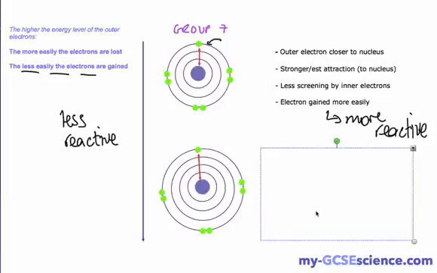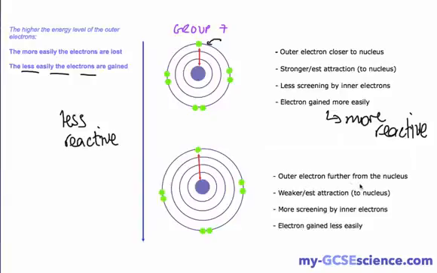By now I think you're getting the picture. I bet you can do this one very simply. Outer electrons are further from the nucleus. There's a weaker attraction to the nucleus. There's more screening or shielding by the inner electrons in the inner shells. Therefore electrons are gained less easily. It's harder for an electron to actually join onto that energy level. Look, it's having a really hard time. That force of attraction is not enough to hold it there very easily. So this is a much less reactive element from our group 7. Okay, so I hope that made sense.